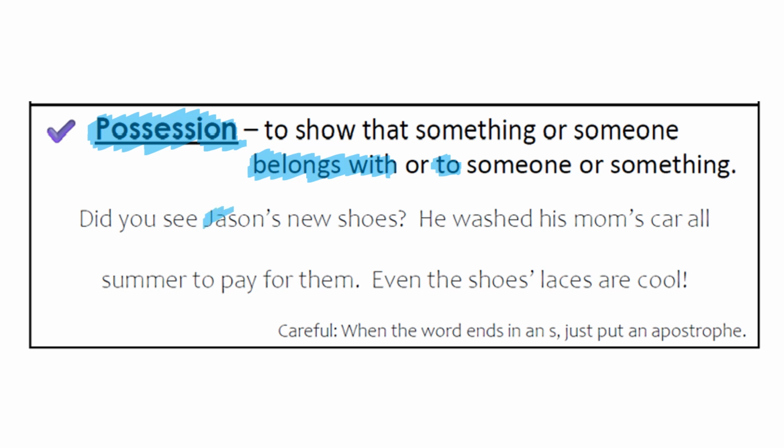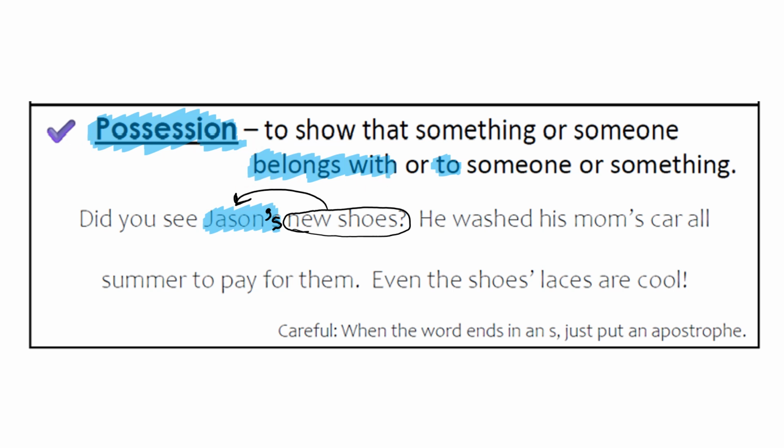The first word we see is Jason's. And we see that apostrophe S at the end. So in this sentence, did you see Jason's new shoes? Something must belong to Jason. And we look a little more closely and we can see these new shoes. They belong to Jason. So this apostrophe S at the end tells me that the shoes belong to Jason. It shows possession, that they belong to him.